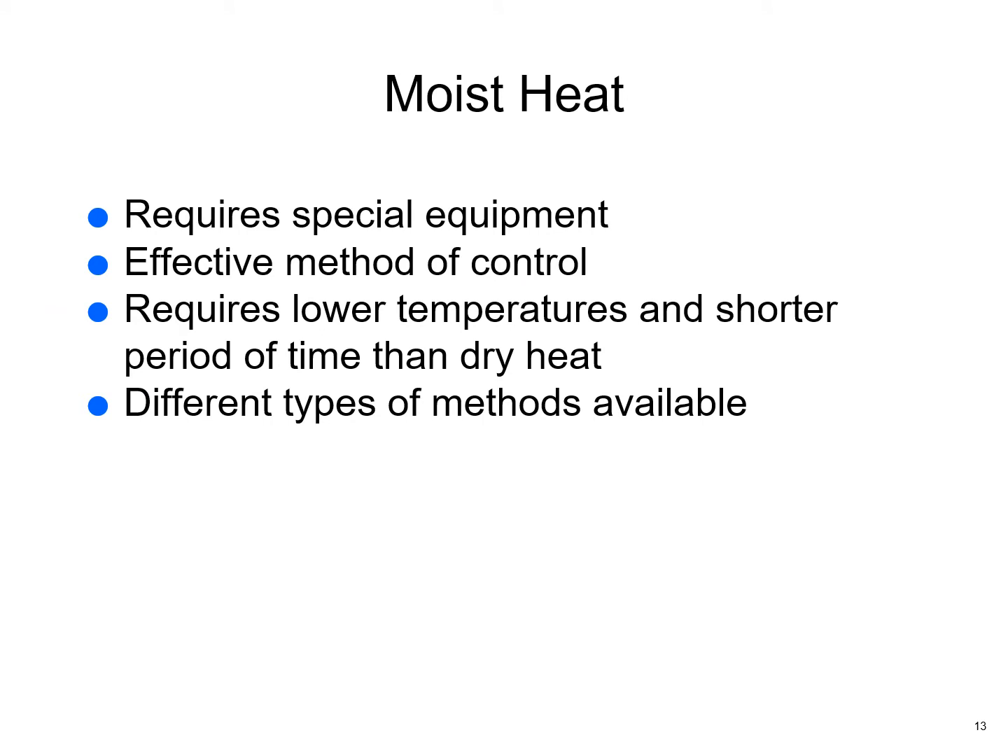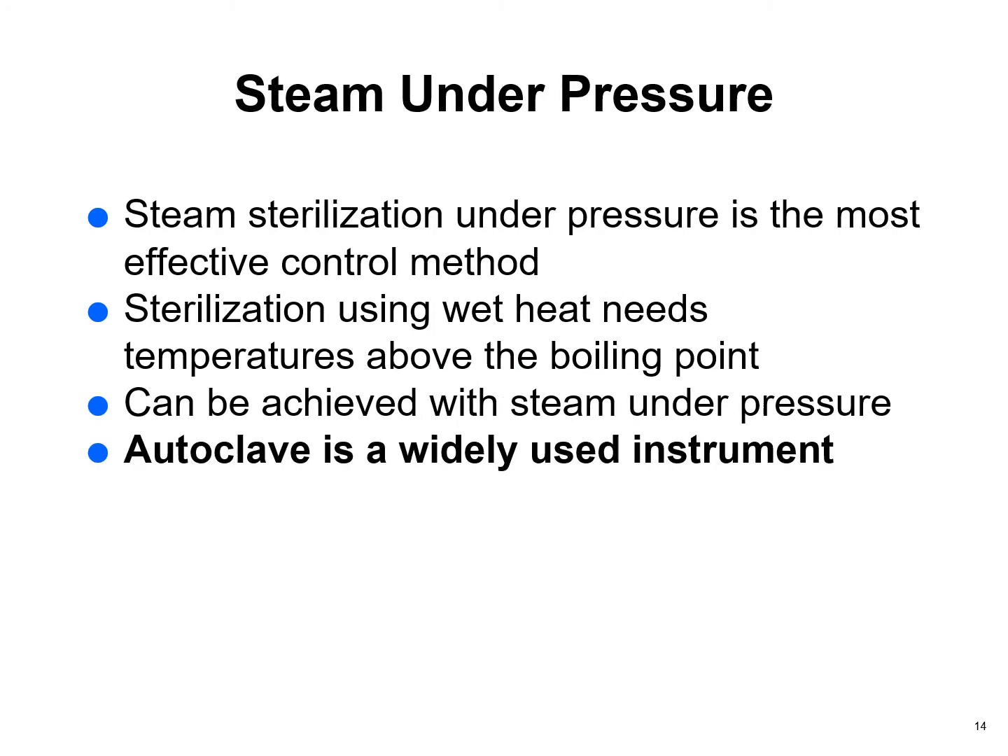Moist heat requires specialized equipment, and it requires lower temperatures and shorter times than dry heat. And there are different methods available. Steam under pressure. This is an autoclave. It can also be your grandmother's pressure cooker. And now, what are those newfangled pressure cookers? That's steam under pressure, the electric ones.